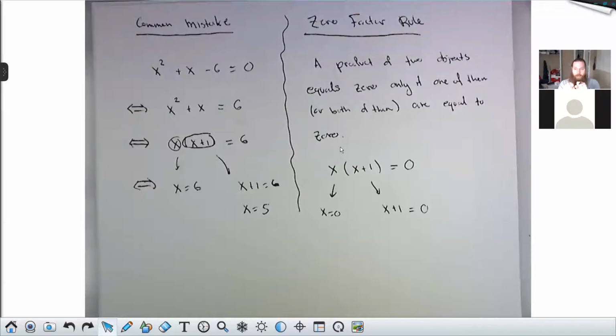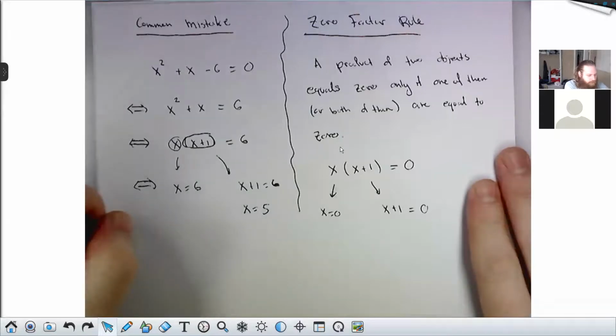If I have two things multiplying each other equal to 6, it does not mean that one of them has to be 6. One could be 2, the other could be 3. One could be 6, the other could be 1. One could be 12, the other could be 1/2. But if I have two things multiplying together equal to 0, then one of them has to be 0. The only way to get a product of two numbers to be 0 is if one of them or both of them is 0.